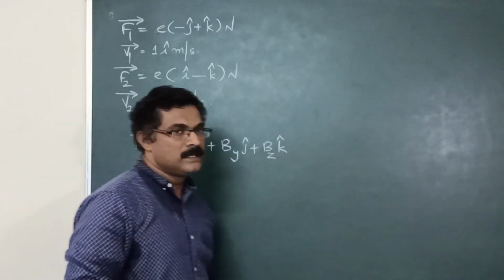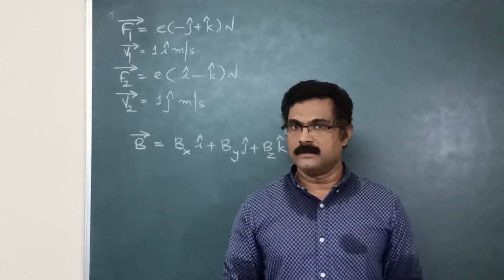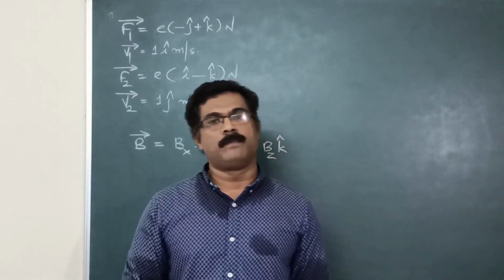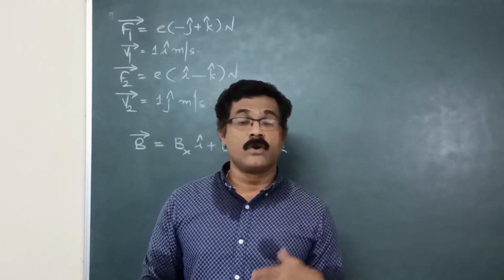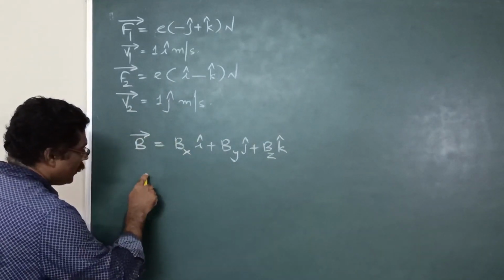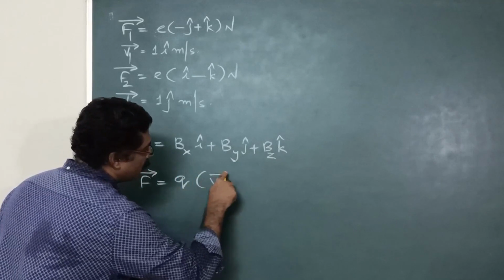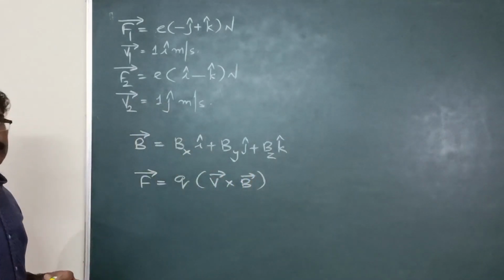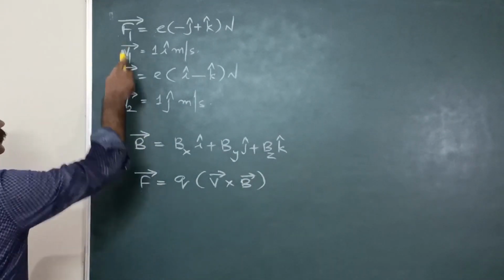Since the question is asked by giving the force on the charged particle, you take the equation for the force on the charged particle when it is moving through the magnetic field, and that force is called magnetic force. The equation is vector F equal to Q into vector V cross vector B. Now you can substitute the force F1.